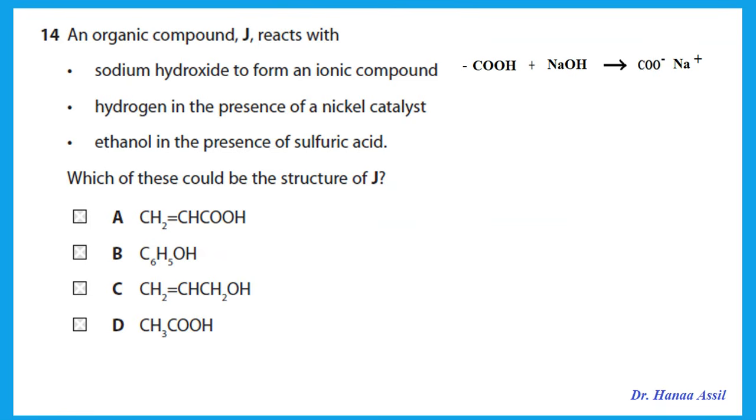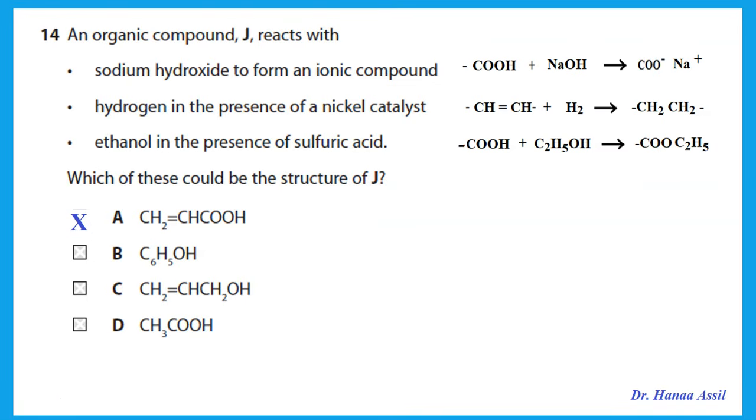Now, we are told that the compound reacts with hydrogen in the presence of nickel. Hydrogen in the presence of nickel means it must have a double bond. This is hydrogenation of alkenes. So we want something that has a double bond and an acid part. And then we're told it reacts with ethanol in the presence of sulfuric acid. Of course, if it is an acid group reacting with an alcohol in the presence of sulfuric acid as a catalyst, this gives an ester. So we need acid and alkene, so that is choice A.